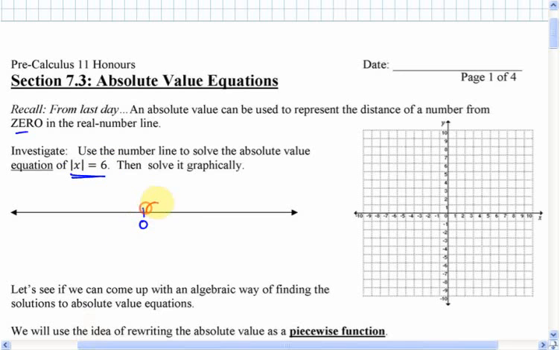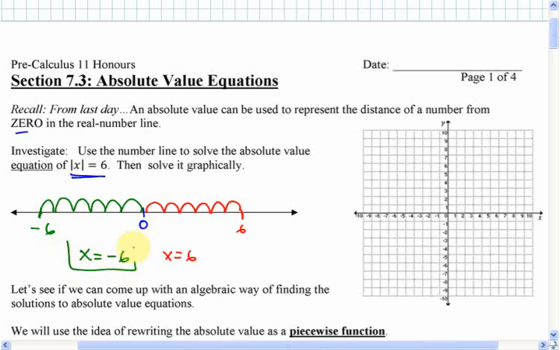You either go 6 to the right, which produces what answer here? 6. Good. So therefore, x equals 6. Or what else? Yeah, you could go 6 to the left, right? The distance is still the same. The distance is still 6. But what's this value over here? On the number line, negative 6. So ladies and gentlemen, your two answers for this absolute value equation are x equals negative 6 and x equals 6. Now, how can we do this algebraically?